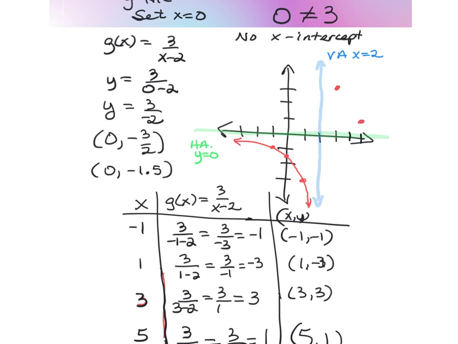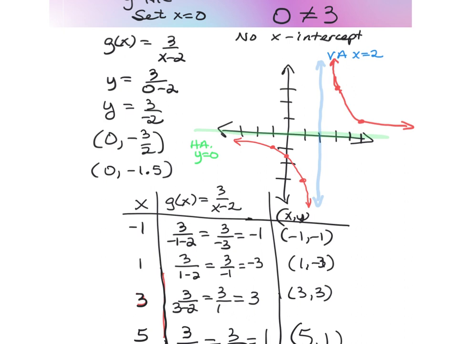And again, it's going to take a boomerang shape. So it's going to sort of skim along here and then come on up here, and that is your graph of that rational function.